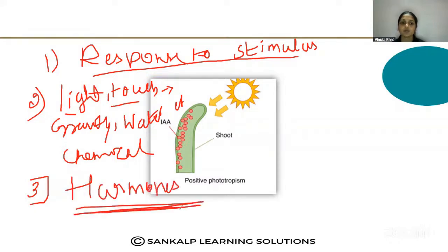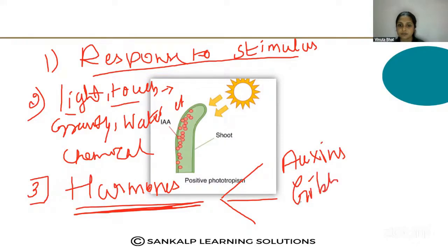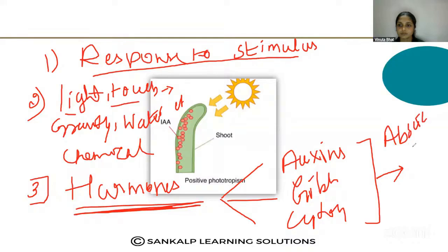Hormones take an important part in plant growth and development. There are mainly types of hormones: auxins, gibberellins, and cytokinins, which promote the growth, and one more, abscisic acid, which inhibits the growth. So this is how the control and coordination takes place in plants.